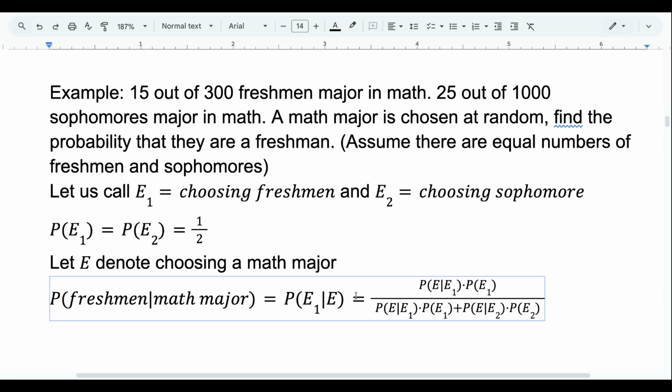So again, we use Bayes' theorem. We reverse the order: probability of E given E1 times the probability of E1. And then we basically have the same kind of setup in the denominator going through the two cases, freshman and sophomore. The idea of the reversal is that this conditional probability should be easier to calculate. The probability of E given E1 is the probability of choosing a math major given a freshman. And so we know that conditional probability. We know that 15 out of 300 freshmen major in math. So that's going to be 15 out of 300.